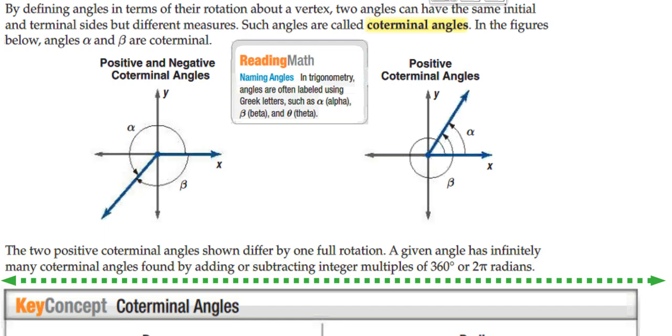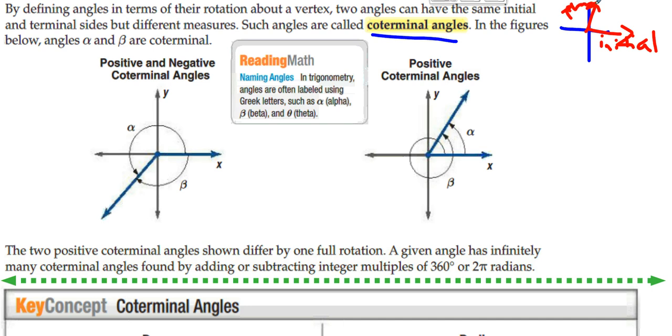Then our next topic that we want to talk about is coterminal angles. Coterminal angles have the same initial side, same terminal side, but different measures. And so we'll maybe just kind of draw a few little pictures up in the corner here. And so just a reminder, when we've got that standard position angle, the initial side is on the positive x-axis, and the terminal side can be anywhere.